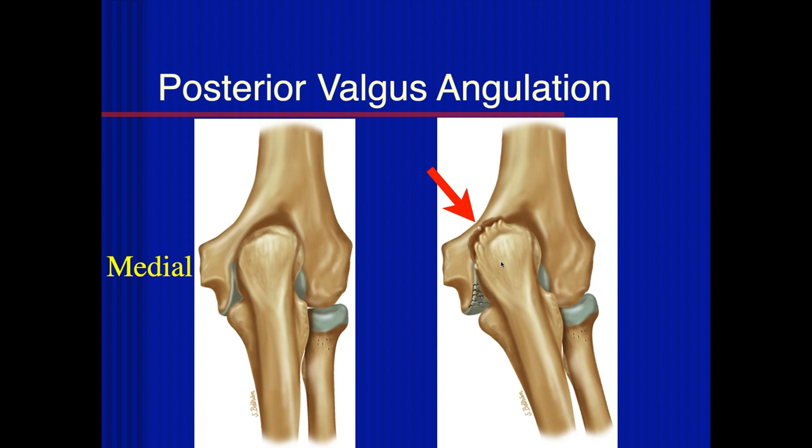Valgus up to 15 degrees is normal. But once you get past that, it's bad news. Women, for instance, have a valgus elbow a little more so than men. I've seen them as far as 20 degrees or so. Unless you're going to be a pitcher, that's where the problem comes in.